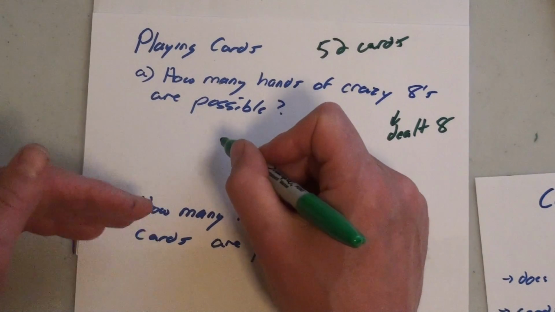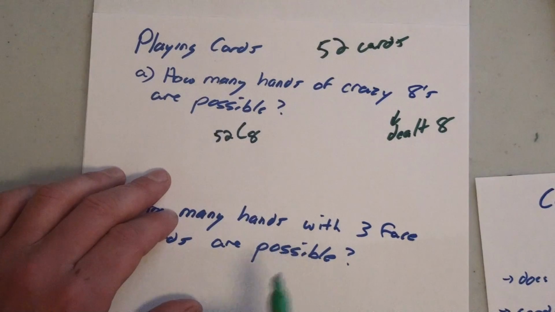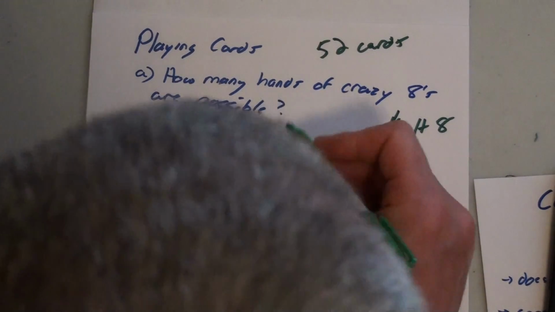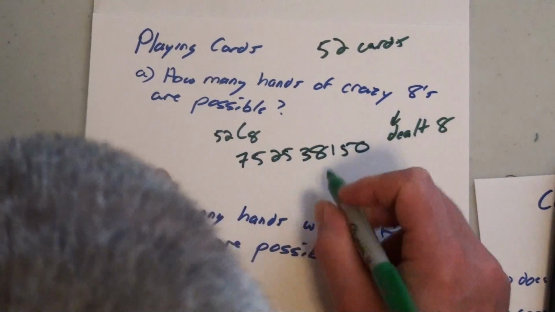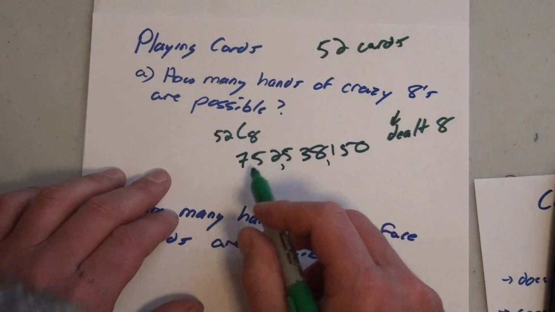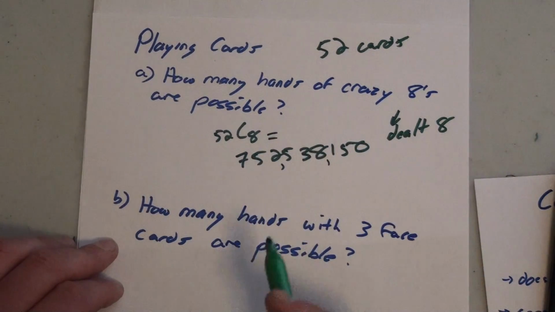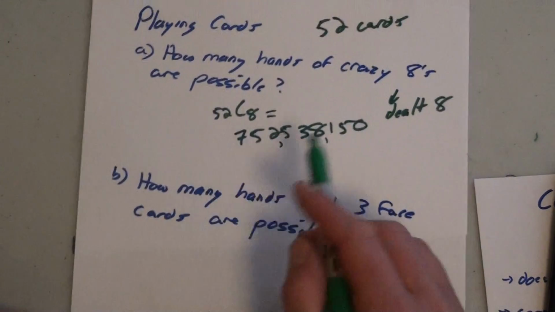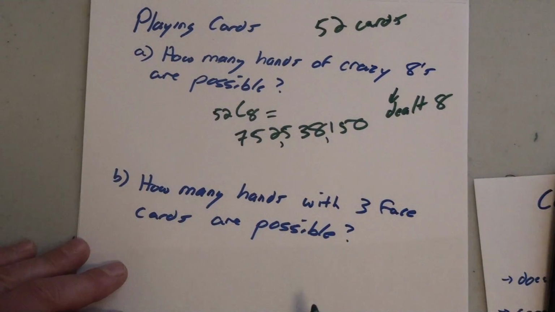You're not dealing with all 52 cards, you're only dealing with 8 of them. And the order does not matter when you get your cards, so it's going to be 52 choose 8. Okay, which would be a very large number. 52 choose 8. So we have 752,538,150 total different hands possible for Crazy Eights. Okay. Now actually that would change, that's for the initial scenario. That would change based on the number of players as you start dealing cards out.